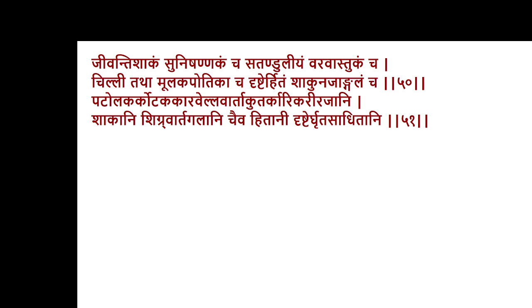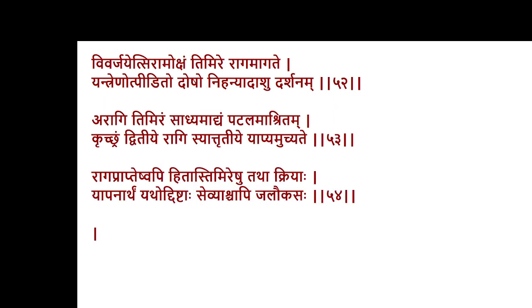The other food substances which can help in improving the vision, which are supportive for the vision, are jeevanti, shakha, sunishannaka, tandulia etc. These are used as such. Vivarjayet shiramokshan timire ragamagate, yantrena utpiditah doshah nihanyat ashudarshanam.